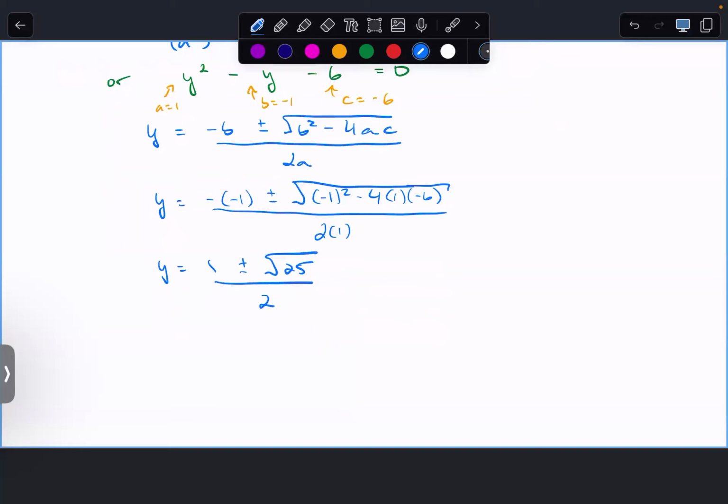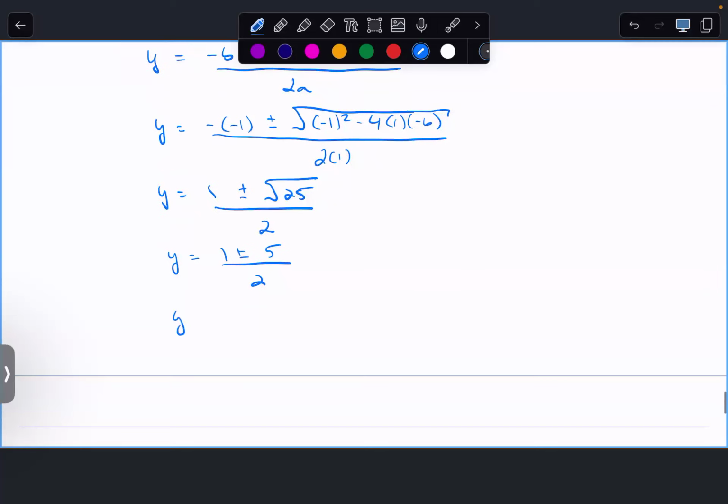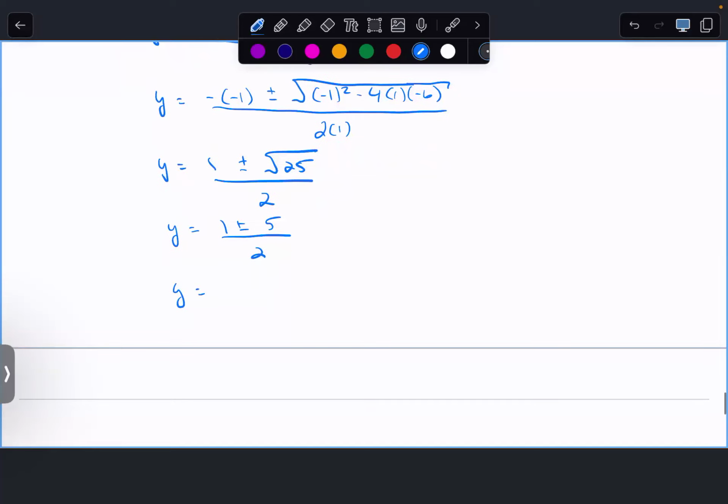I'm skipping some math. Not really, just enough. So y is 1 plus minus 5 divided by 2. I like to do the minus first, even though the plus is on top, because I like to do the leftmost side and then the rightmost side. And so 1 minus 5 is negative 4 divided by 2, which is negative 2. And then 1 plus 5 is 6 divided by 2, which is 3.